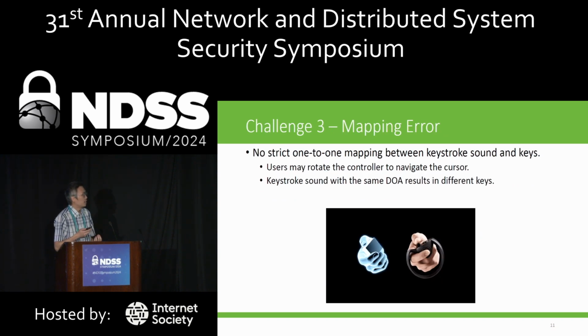The third challenge is mapping error, because the way the user reaches the destination could sometimes be different. For example, if the user moves from the letter A to the letter Z, he or she may shift the controller down, or may rotate the controller. Both ways allow the user to reach the destination key, but the controller rotation is different. This may result in a slightly different direction of arrival, which means a slightly different key sound signature.